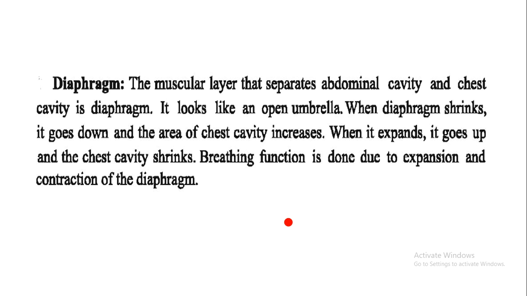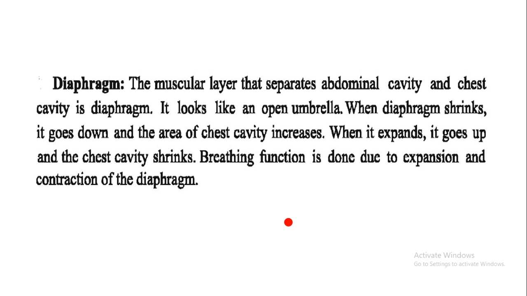Clear, my dear students? When you are discussing the diaphragm, the most important part is that the muscular layer that separates the abdominal cavity and chest cavity is the diaphragm. It is the crucial part. Then you can discuss the rest: it looks like an open umbrella. When the diaphragm shrinks, it goes down and the area of the chest cavity increases. When it is expanded, it goes up and the chest cavity shrinks. Breathing is done due to the expansion and contraction of the diaphragm.